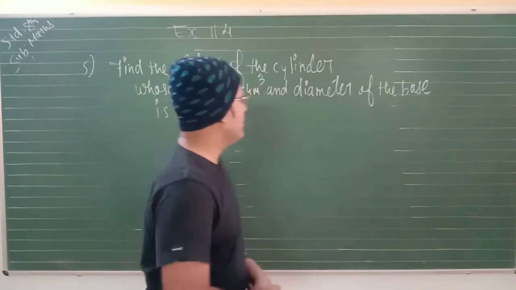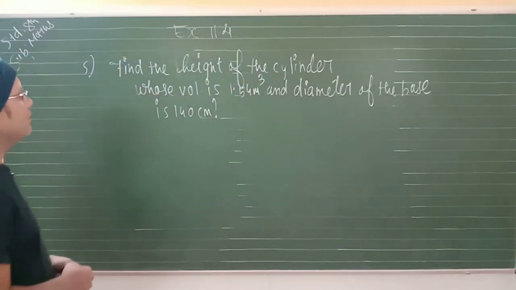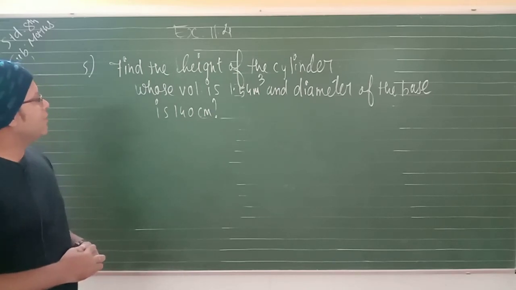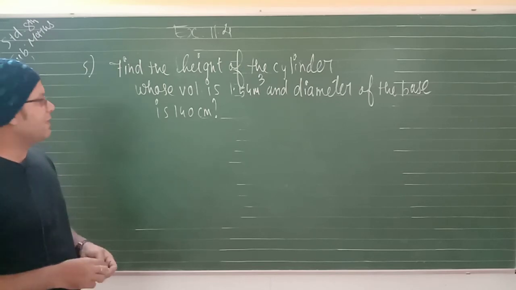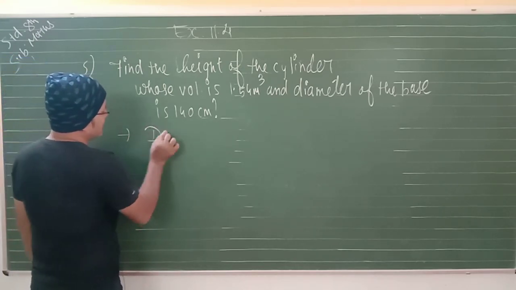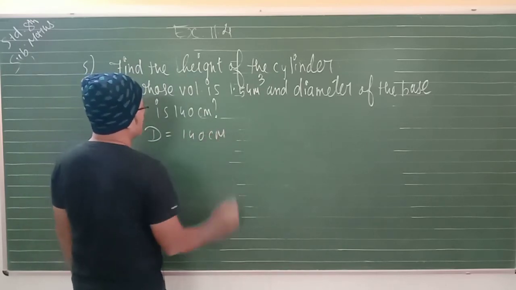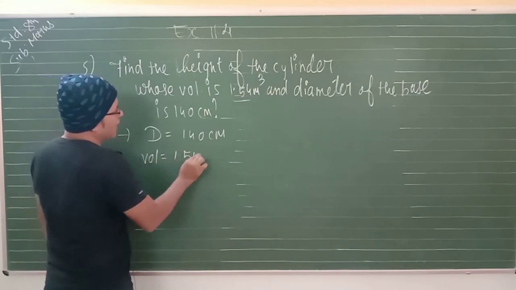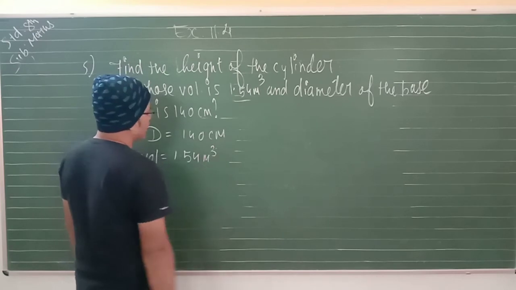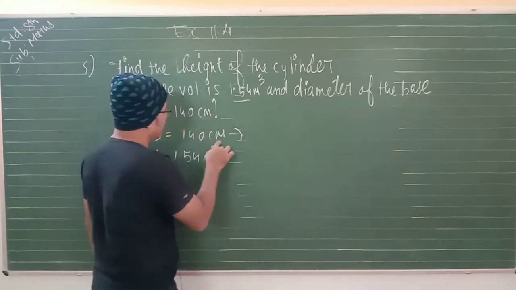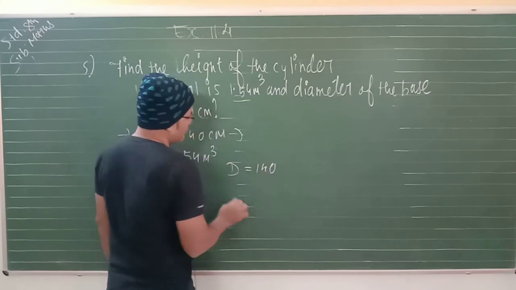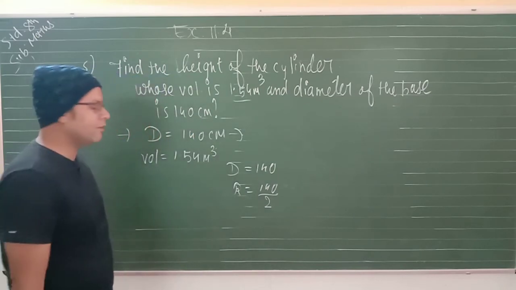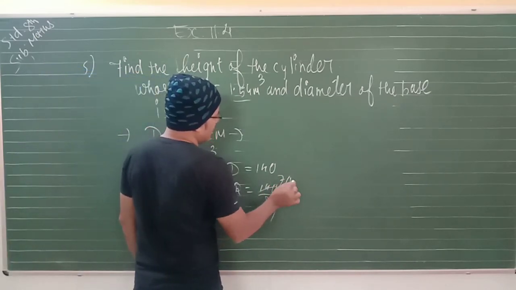And now the next sum. Look at the sum. Find the height of the cylinder. Here you have to find the height. Volume is already given, but it is in point. Diameter of the base is 140 centimeter. First of all, we have to see diameter is 140 centimeter. Here you can see that volume is given, that is in meter. Your volume is 1.54 meter cube. So first of all, diameter is 140, right? So your radius will be 140 by 2, because radius is equal to d by 2. So it will be 70.